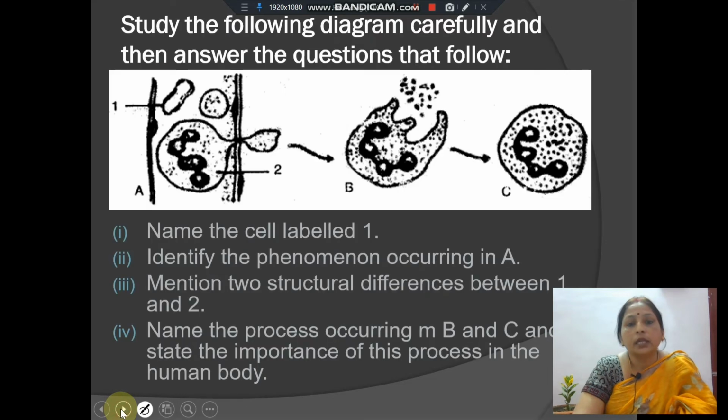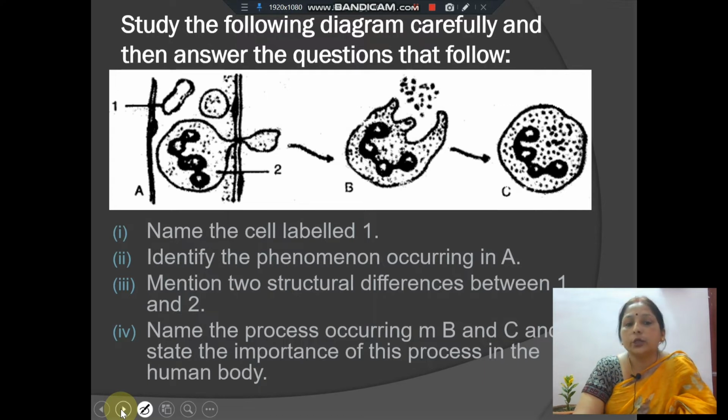Next one, diagram based question. Study the following diagram carefully and answer the following questions. Name the cell labeled 1. The cell labeled 1 is RBC. Identify the phenomenon occurring in A. The phenomenon occurring in A is squeezing out of the WBC cells from the walls of the capillaries, and the process is diapedesis. Mention 2 structural differences between 1 and 2.